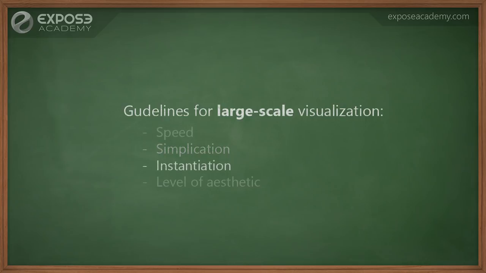The third is instantiation. You need to reuse and repeat the objects in your scene as much as you can using object instances. This will help significantly in terms of the memory requirement, production speed, and also the time needed for the rendering. Fourth is the level of aesthetic.